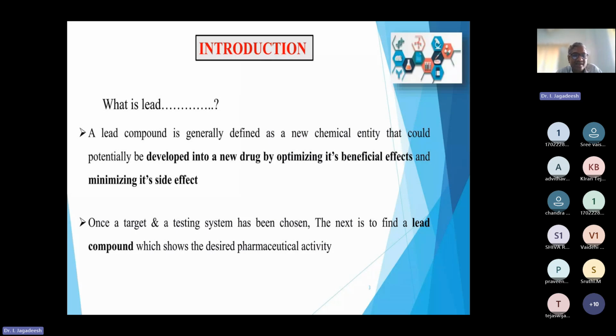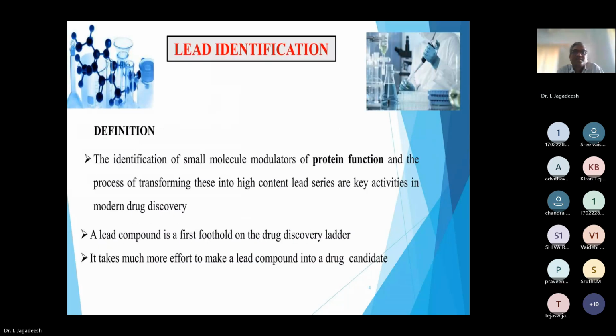So once a target, a testing system, has been chosen, the next step is to find the lead compound which shows the desired pharmaceutical activity, where the beneficial effects dominate over the side effects. Pharmaceutical activity. The first step in this particular journey is lead identification.